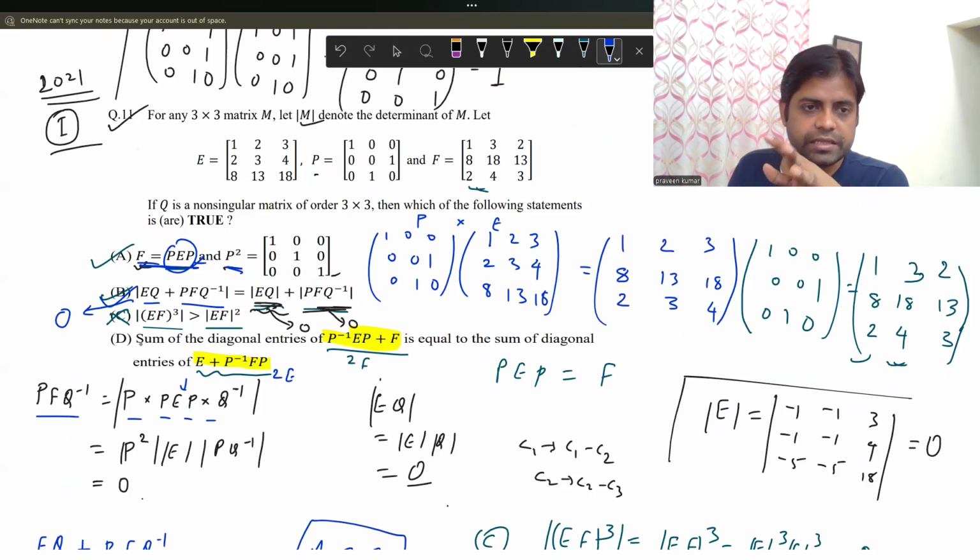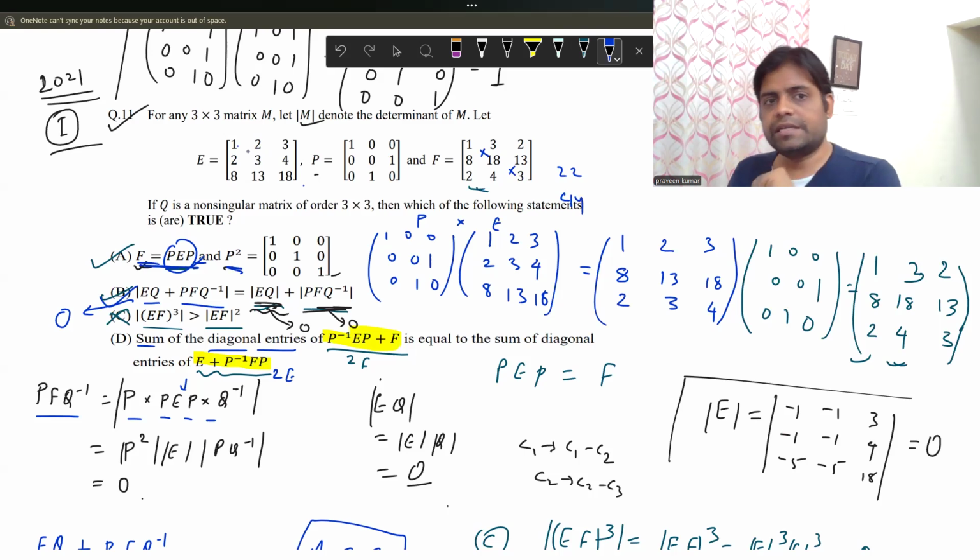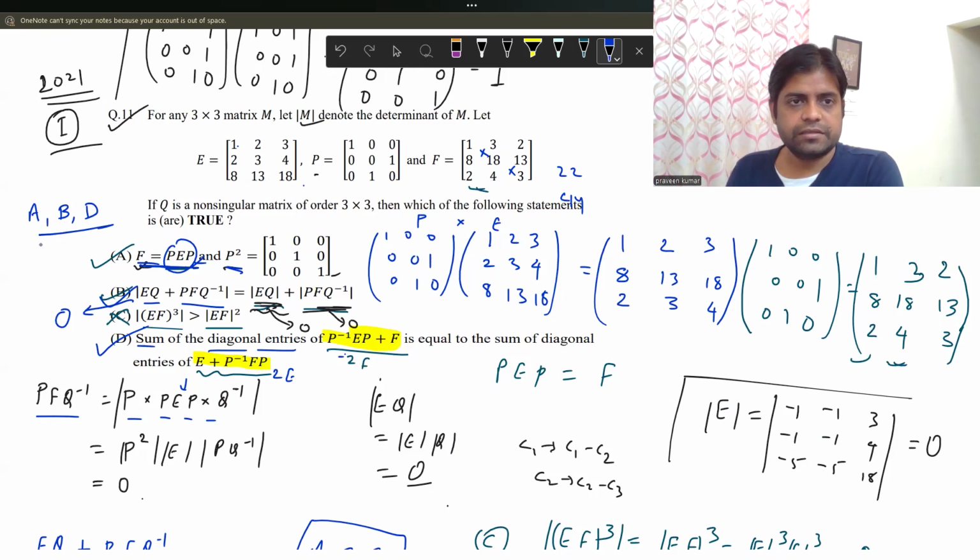Now we have to get the sum of diagonal entries of F. This is 1 plus 18 plus 3, 22. Okay, so 2F will be 44. And E, 1 plus same. So diagonal entries are same in case of F and E. So sum of diagonal entries of both will also be same. So option D will be the correct answer. So finally, we have A, B, and D as our right answers.